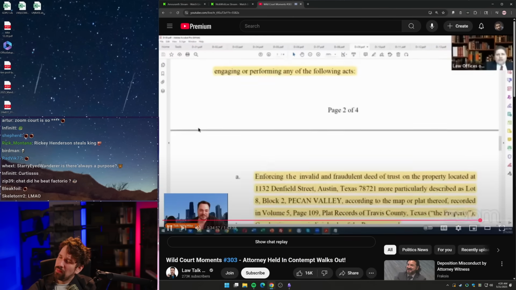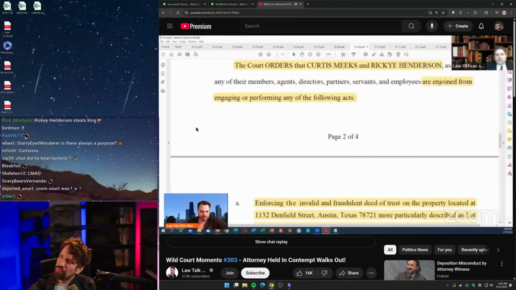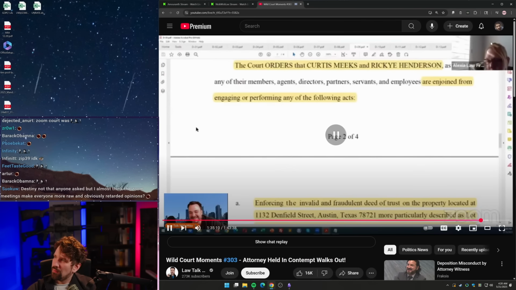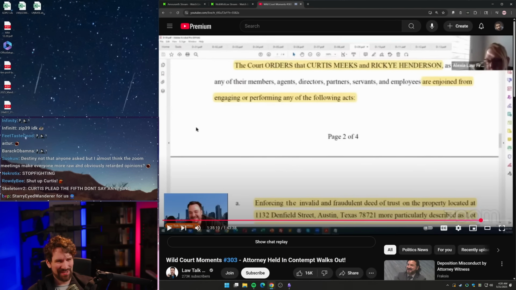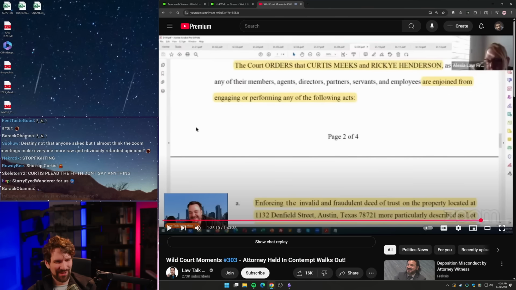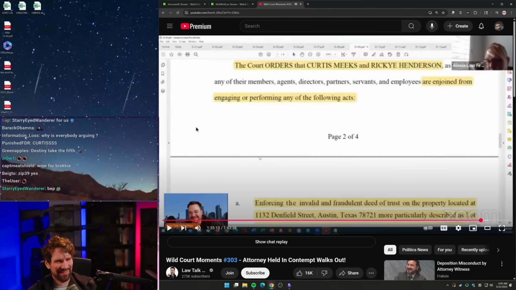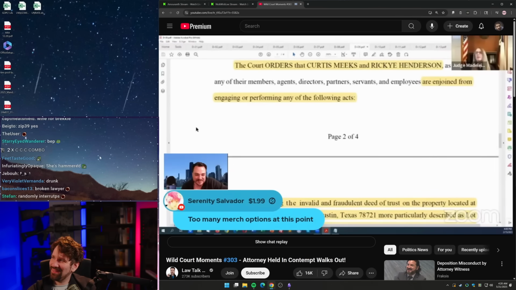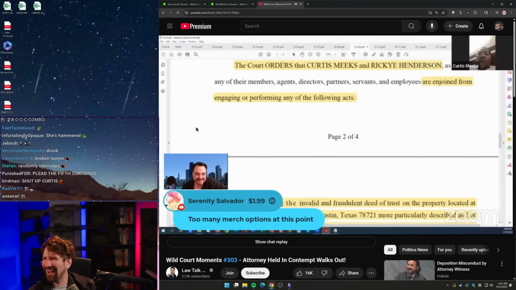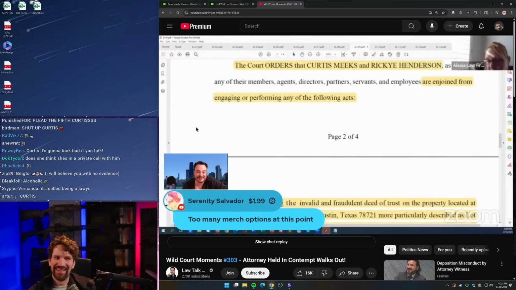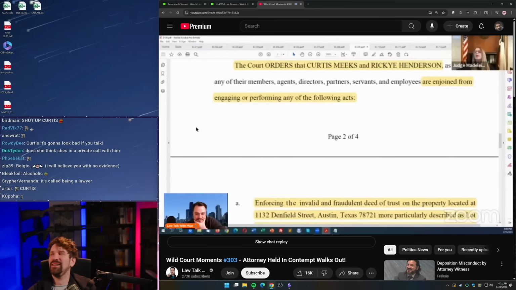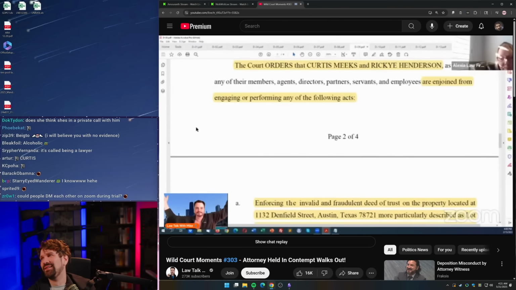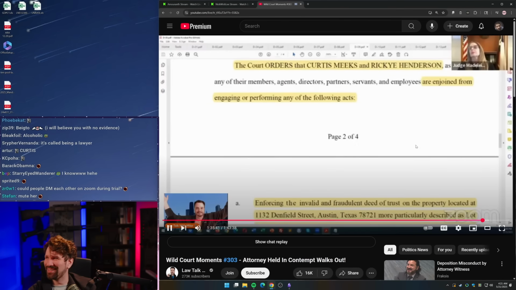Okay. Basically, if we can go up just a little bit, the court orders that Curtis Meeks and Ricky Henderson, as well as any of the... Curtis, you are to take the Fifth Amendment, your right under the United States Constitution, not answer one more question. There's no question on the table. Alexa, can I finish my question before you object? No, you cannot trample on his constitutional rights. Stop talking. Curtis, take the Fifth Amendment immediately. Alexa, stop talking. End this now. Goodbye. Wait, did she just leave?